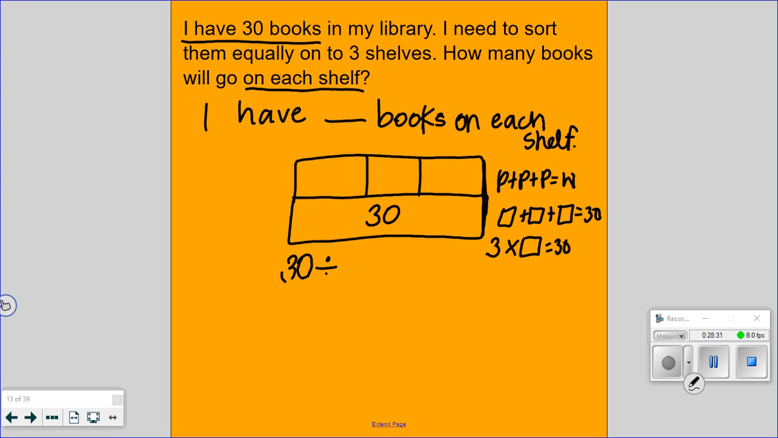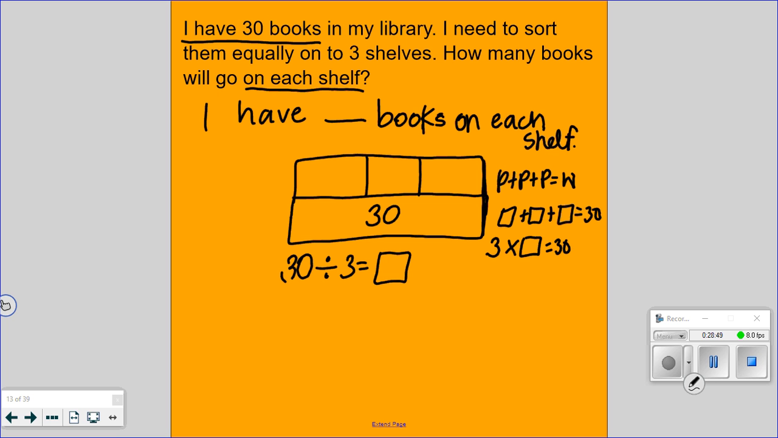I put them into groups. That's what that symbol means. Paxton, how many groups did I put them in? 3. And that equals how many in each? That would be my box.